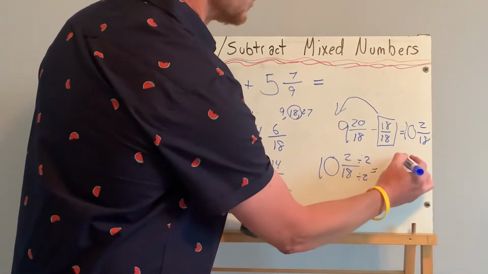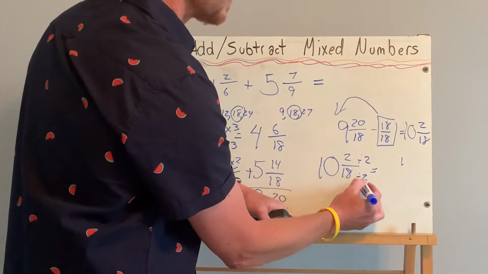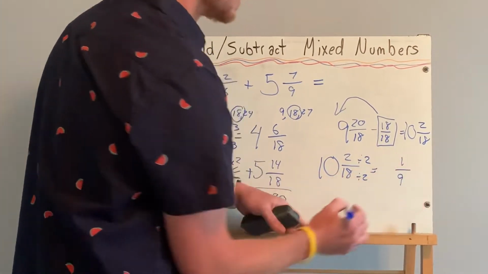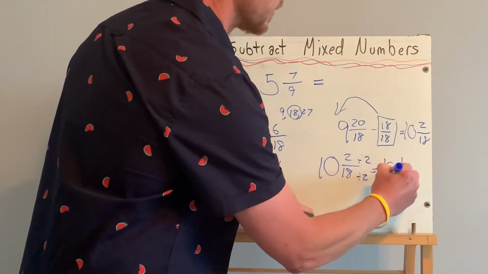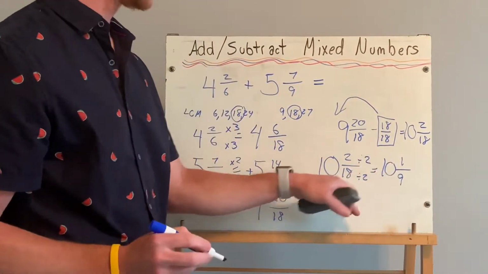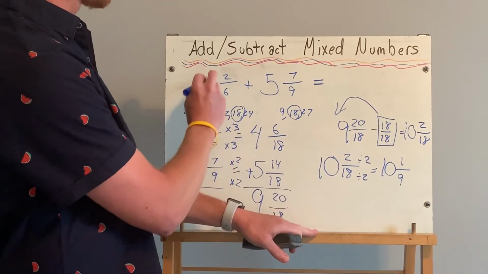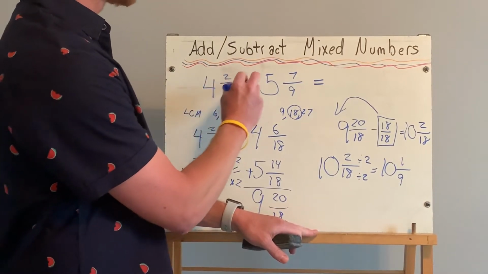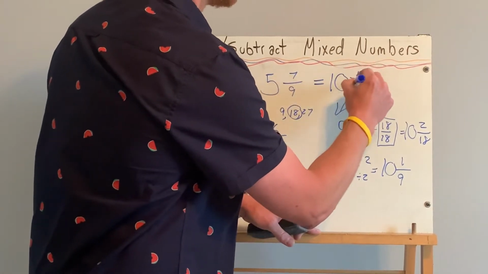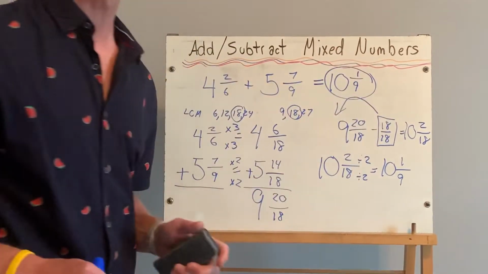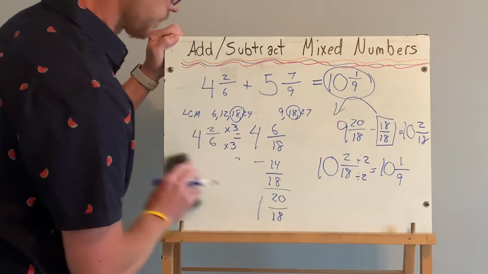2 divided by 2 is 1. 18 divided by 2 is 9. So I get my fraction of 1/9, but we can't forget about our whole number. So I bring over my 10, and my answer is 10 and 1/9. So 4 and 2/6 plus 5 and 7/9 equals 10 and 1/9. And that's my answer. Cool.